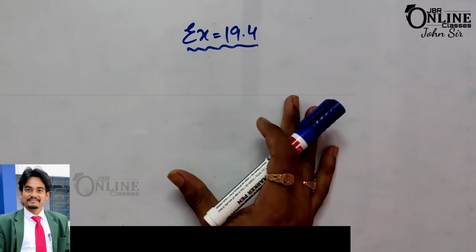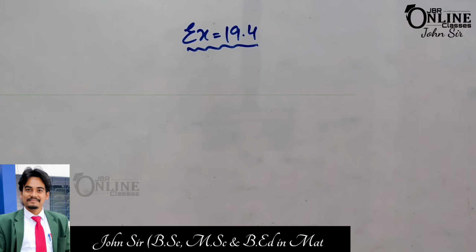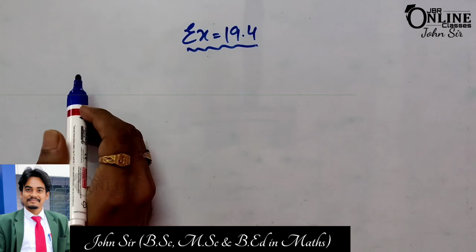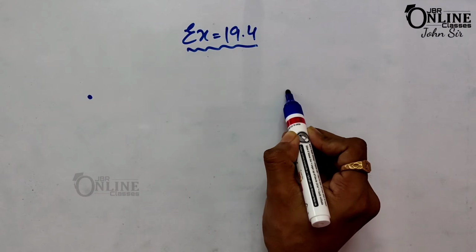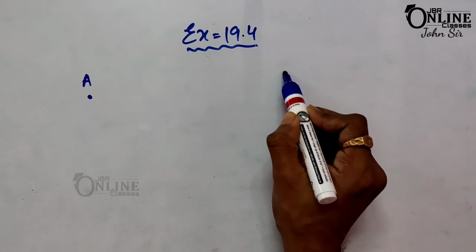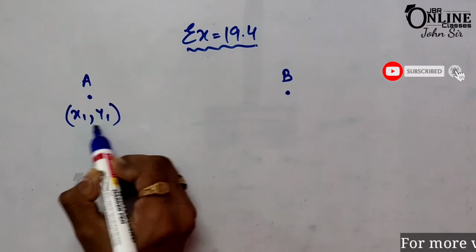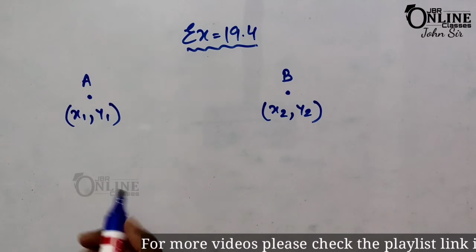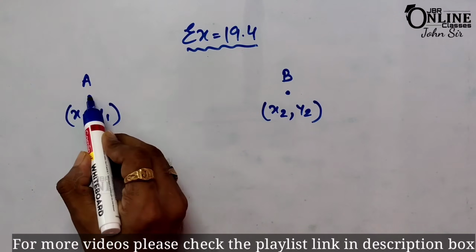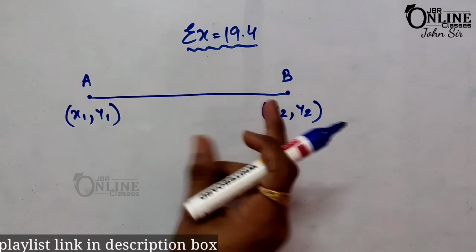Hello everyone, now in this video I am going to solve exercise 19.4, and before I solve these problems, first you have to know the distance formula in coordinate geometry. Suppose you have 2 points, this one is point A and this one is point B, and you know the coordinates of those points, x1 y1 and x2 y2. Now you have to find the length of AB, or the distance between the 2 points A and B.